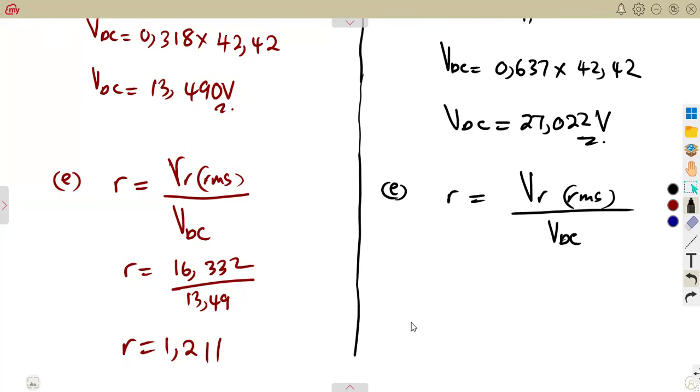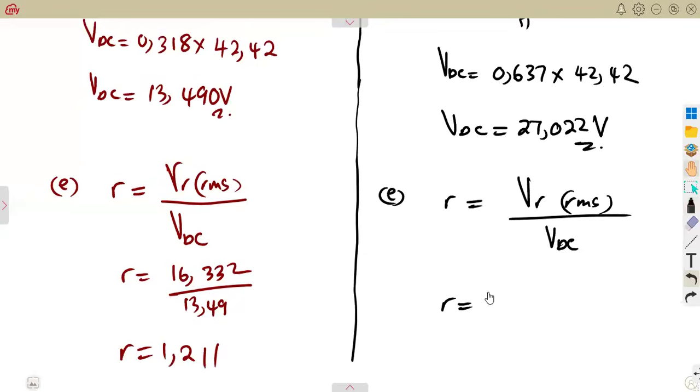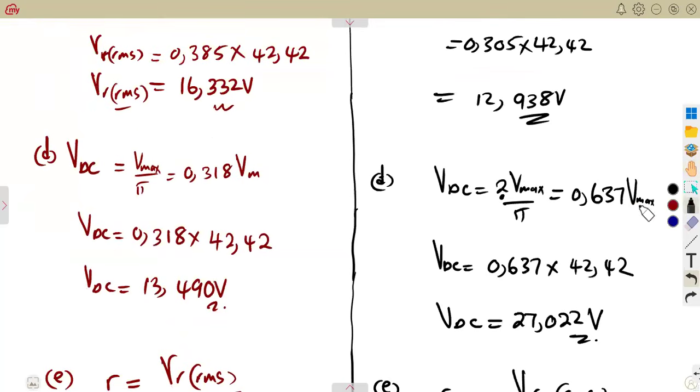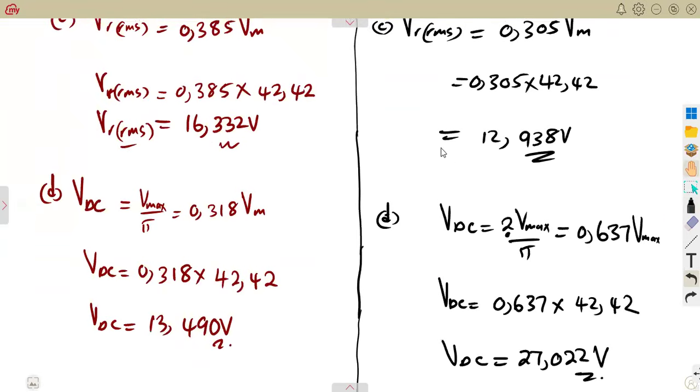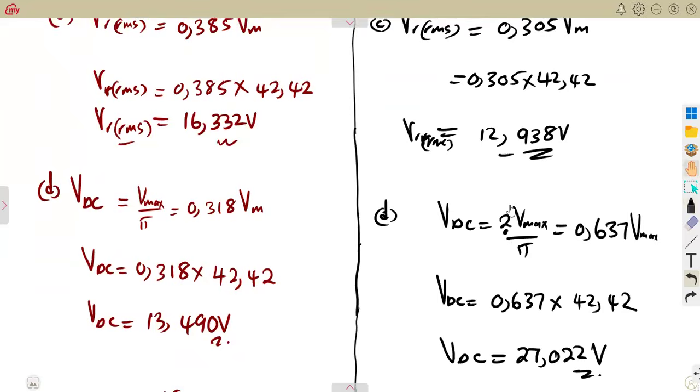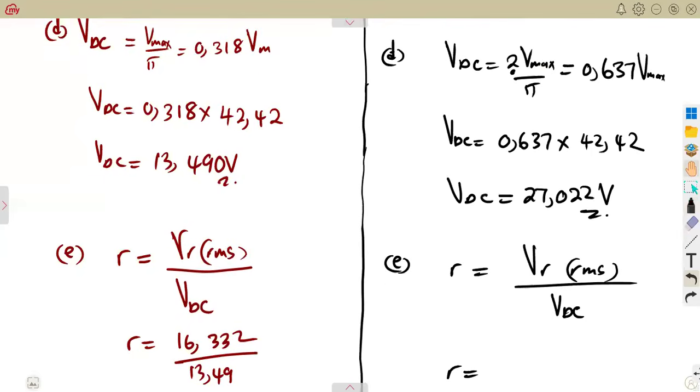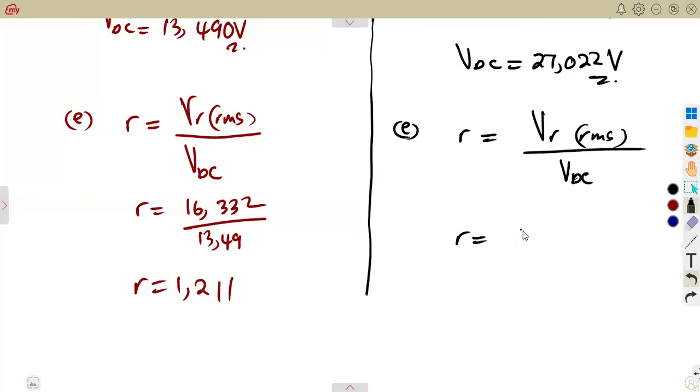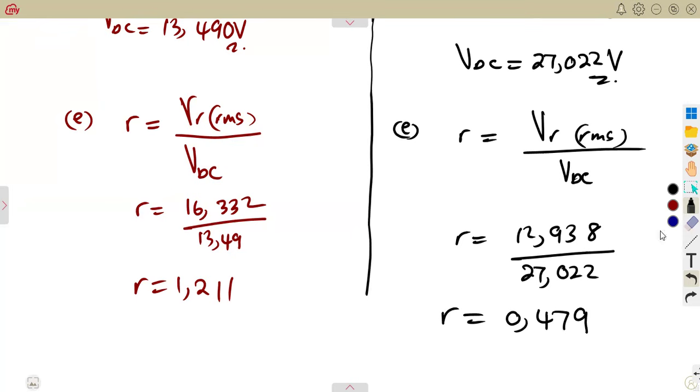With the same calculations, we are going to obtain the ripple factor of a full wave, using the ripple RMS value that we got on the full wave, which is this one that we calculated on this side, remember? That is our ripple RMS. We got 12.938. So we're going to take this one, 12.938, divided by our VDC, which is 27.022. So this was going to give us the value of R, which is going to be 0.479, just like that.